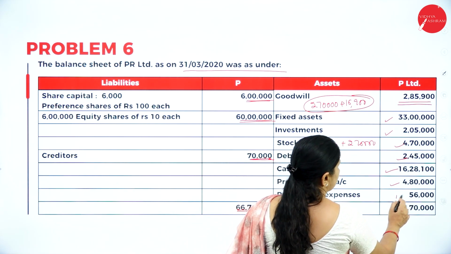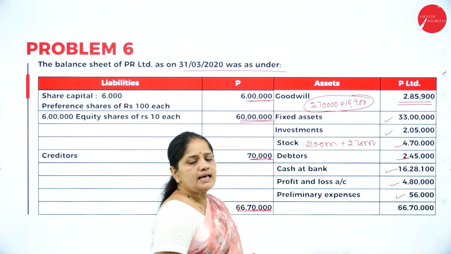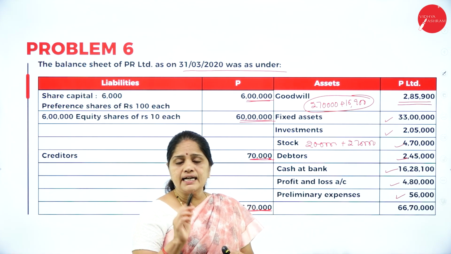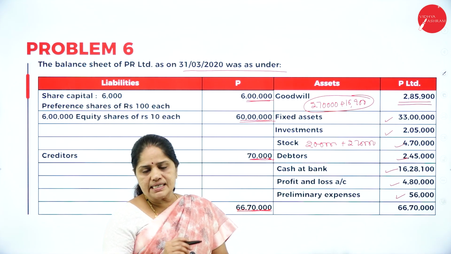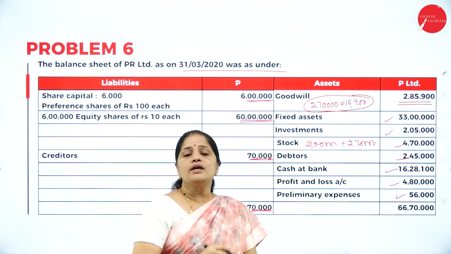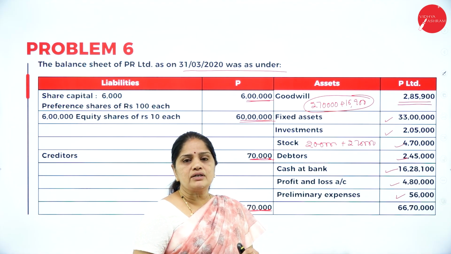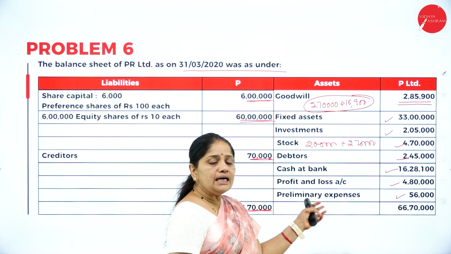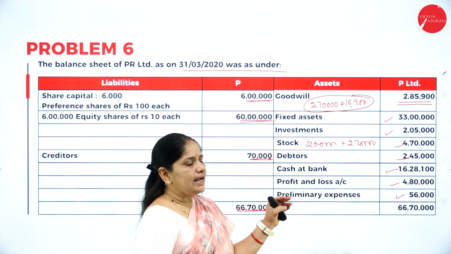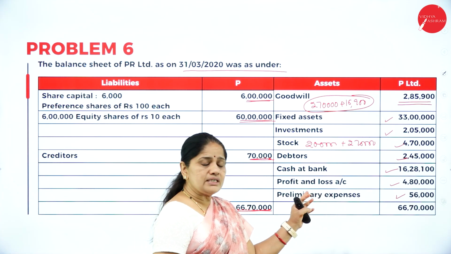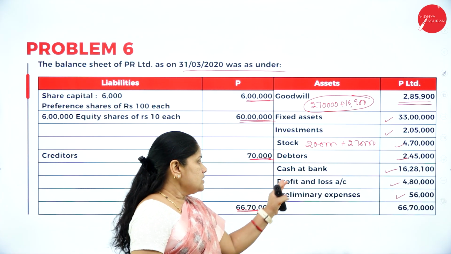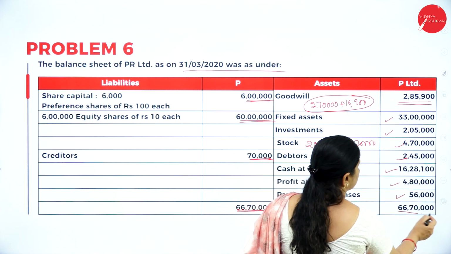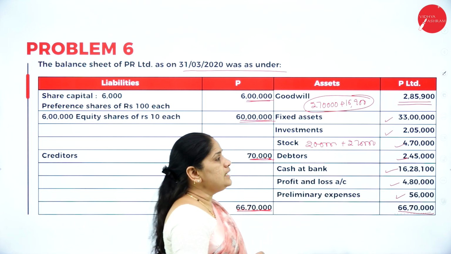Preliminary expenses also come on the asset side of the balance sheet, because preliminary expenses is a deferred expenditure. So, if it is a deferred expenditure, every year you have to write off a small part of the preliminary expenses. So, it will be shown on the asset side of the balance sheet as an asset. It is a fictitious asset. And then, we have the balance sheet of PR Limited. So, the total comes up to 66 lakhs 70,000.